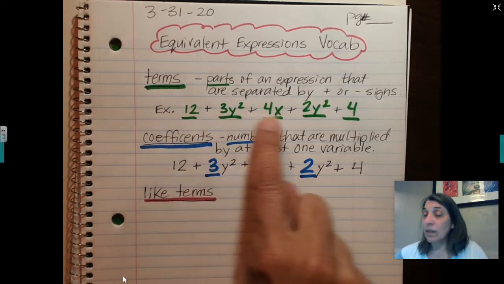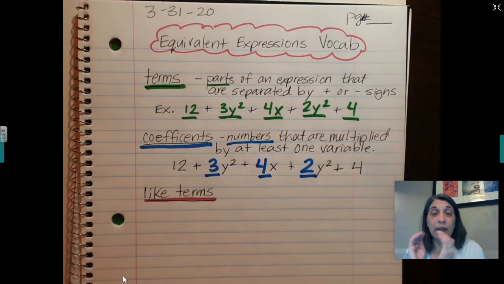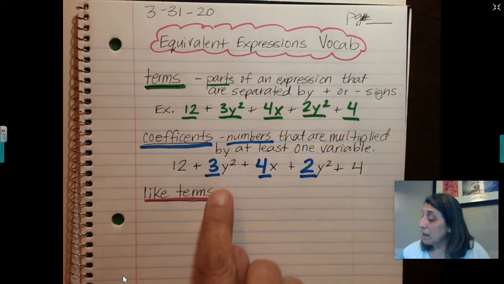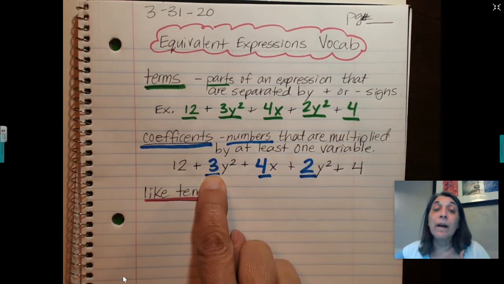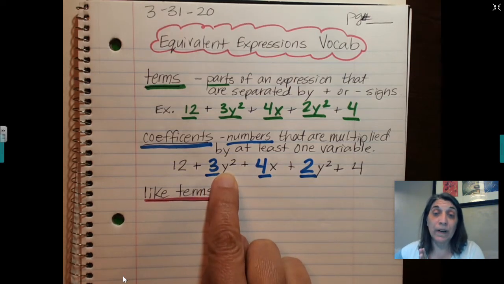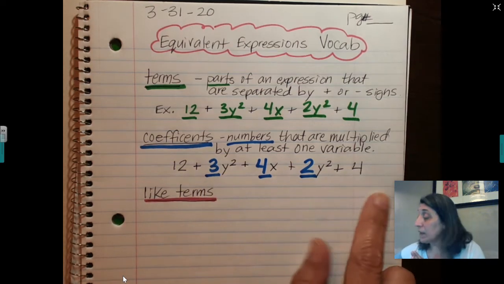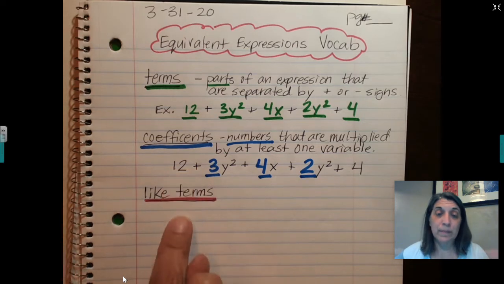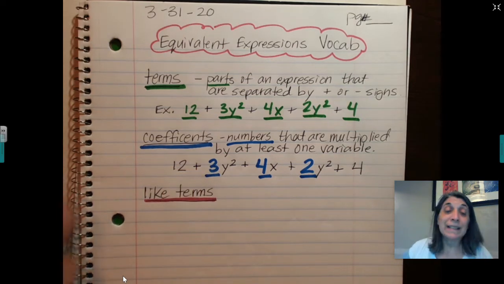My terms are all of these, each piece together just divided by the plus sign. The coefficients are only the numbers that are being multiplied by at least one variable. So that's just these 3. These numbers are not being multiplied by anything. They're by themselves. And then the last part is like terms.